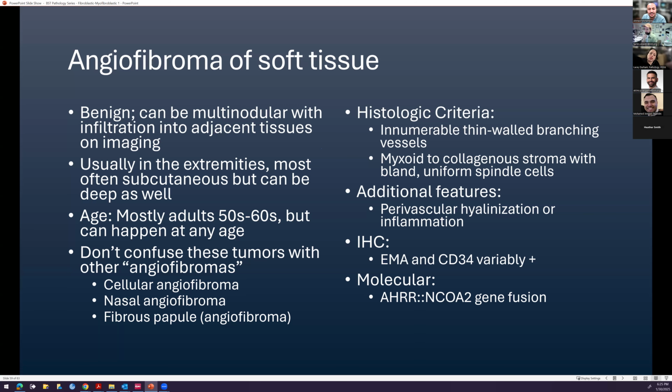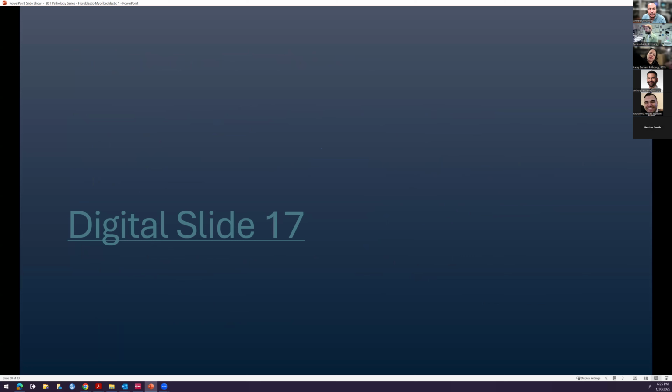But classic, right? They have a fusion. So that's why this is its own thing, right? Its own tumor. It's an HRR and COA2 fusion. It's one particular one, right? All right, any questions about angiofibroma? Cool. Sweet. It's a weird tumor for sure. Certainly a weird tumor. All right, let's see what is next.